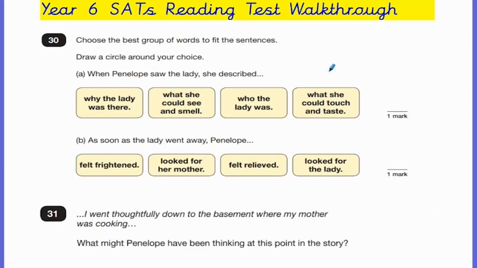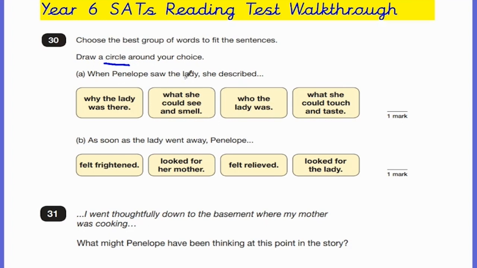Okay, question 30. Haven't seen a question like this on the Year 6 Sats for a while, where it's almost like multiple choice. So it was interesting to see this one last year. But the question says, choose the best group of words to fit the sentences. Draw a circle around your choice. Okay, so it does say draw a circle. If the children underline or indicate with an arrow, I think you can still get a mark for that. But please remember to read the question. If it says draw a circle, then try and do that, okay?